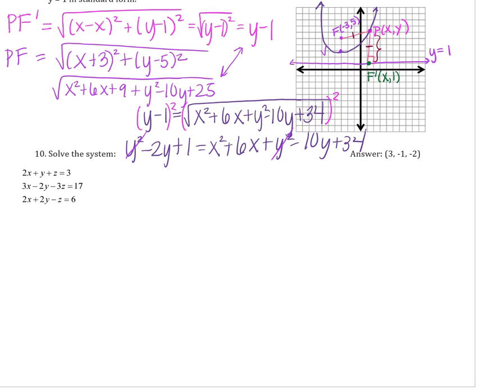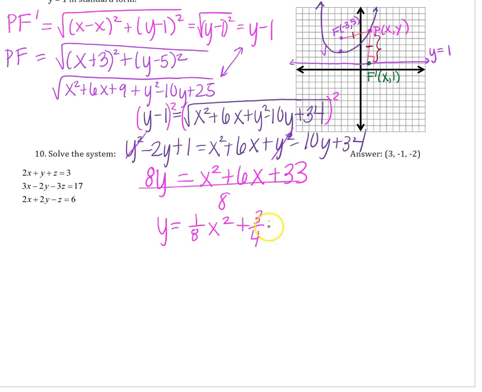So now you're just solving for y. So if I add the 10y over, I get 8y is equal to x squared plus 6x, and then I have 34 minus my 1 is 33. So just using solving techniques. Okay, now I'm going to divide everything by 8. So y is equal to 1/8 x squared plus 6/8, I can simplify to 3/4, plus 33/8.